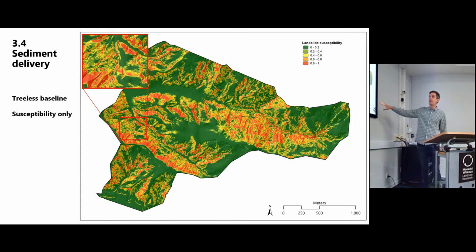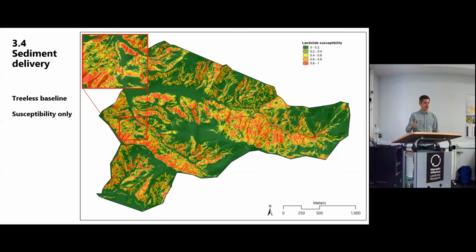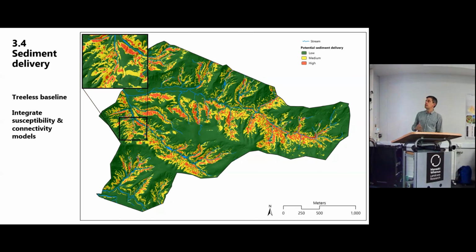I'm just returning back to my previous slide. So this is the treeless baseline susceptibility, at 1 meter resolution. What happens if we bring in a view that's informed by not only where a landslide is likely to occur, but how likely those landslides are to deliver sediment to a stream? That's what happens when we integrate the two. So now what you can see are areas shaded red that have a high likelihood of landslides occurring and those landslides delivering sediment to streams.